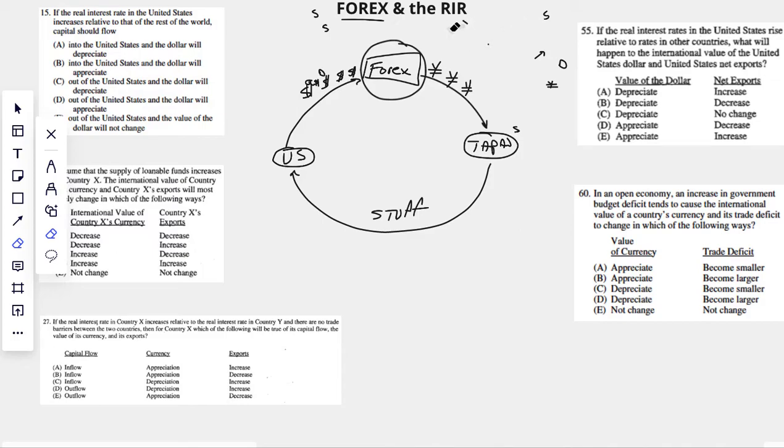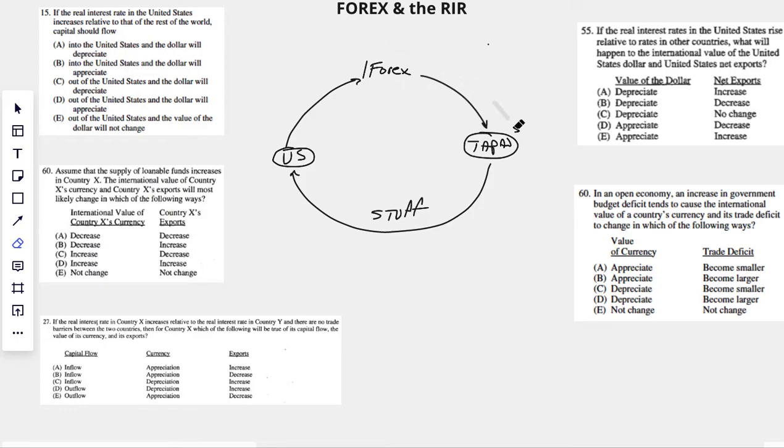But we're going to do it with some actual AP questions. So let's read them and see if we can make sense of them. Knowing what we know right now, I'm going to get rid of our dollars and our yen here because we don't want that to influence us.